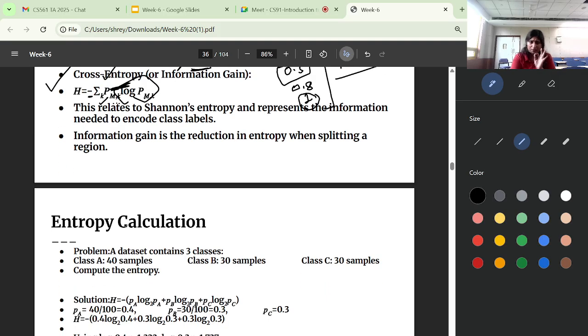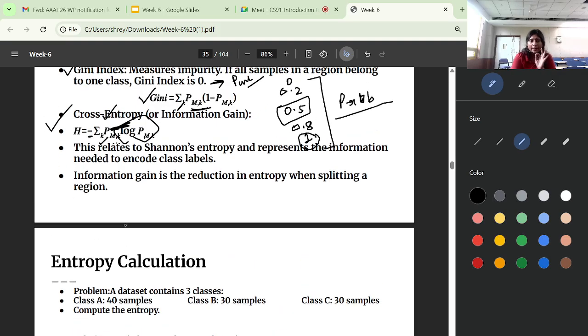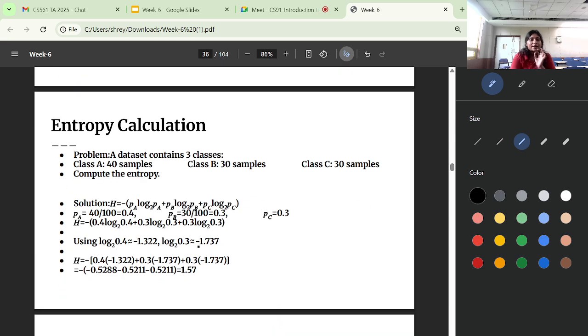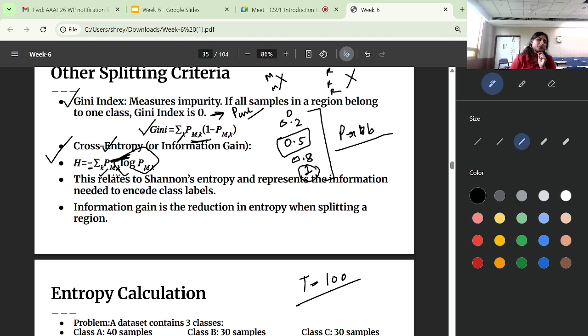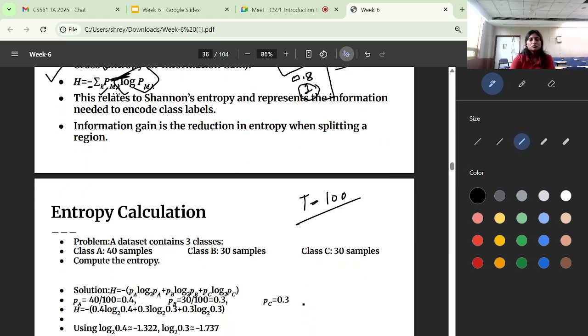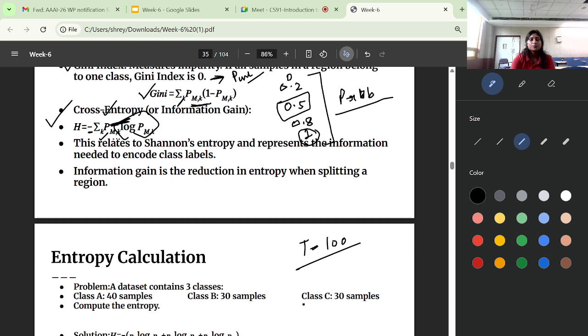Okay, so now just see how to calculate entropy and information gain. Let's have a problem. We have a data set of 3 classes, in which class A has 40 samples, class B has 30 samples, class C has 30 samples. This means the total is 100. Now compute the entropy. The formula is given to you, just calculate the entropy and let me know the value. Here log means log base 2.